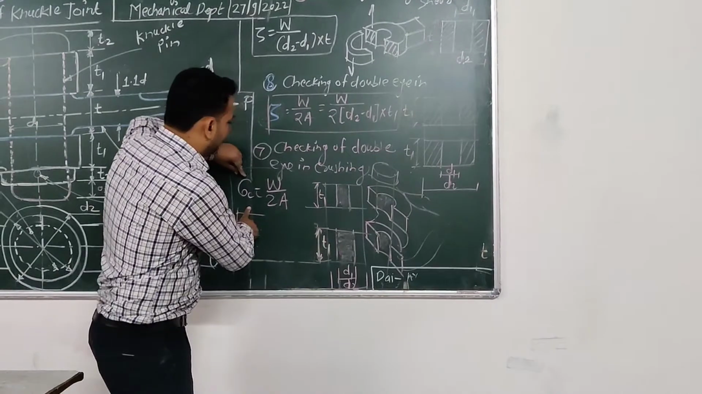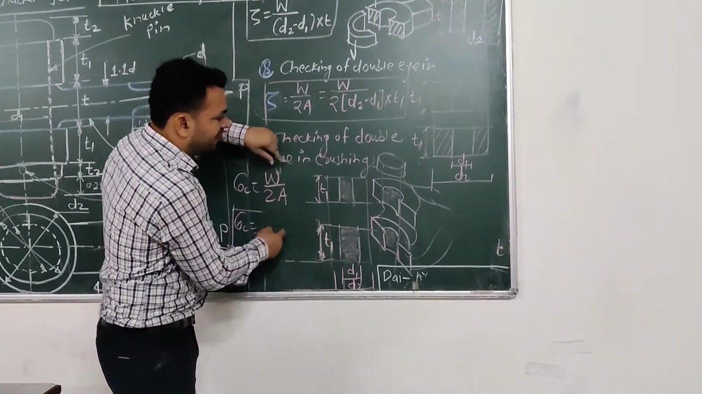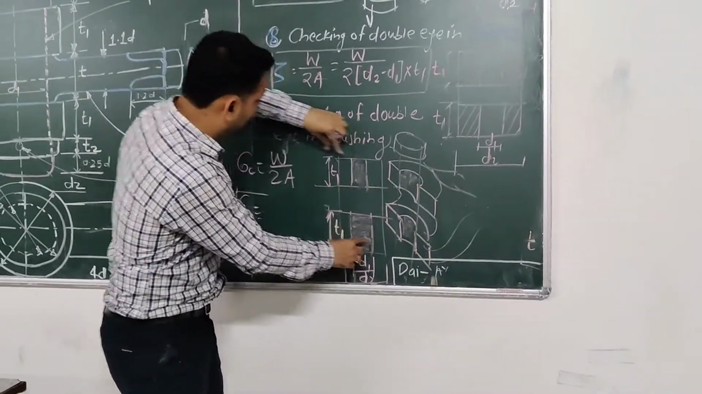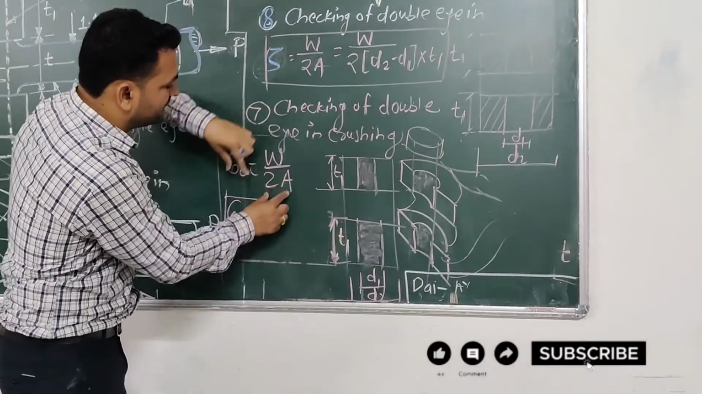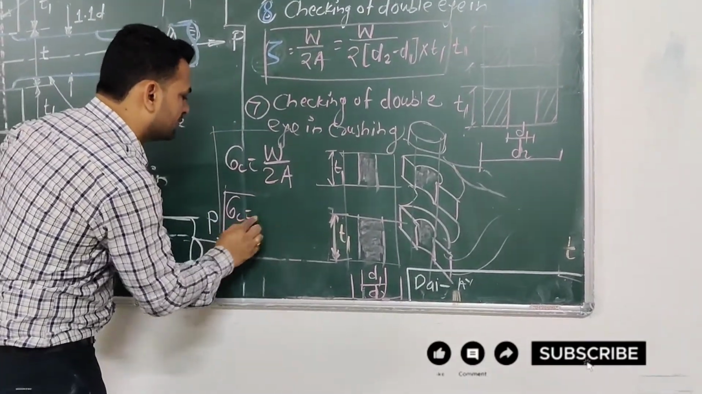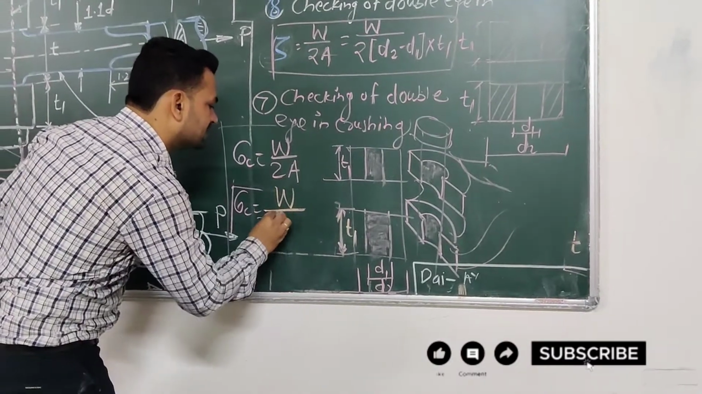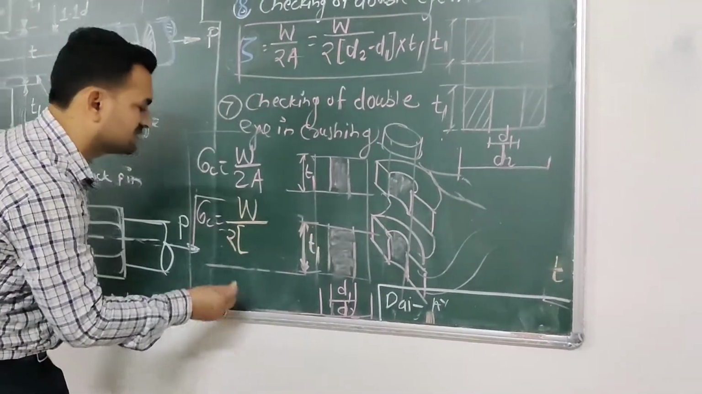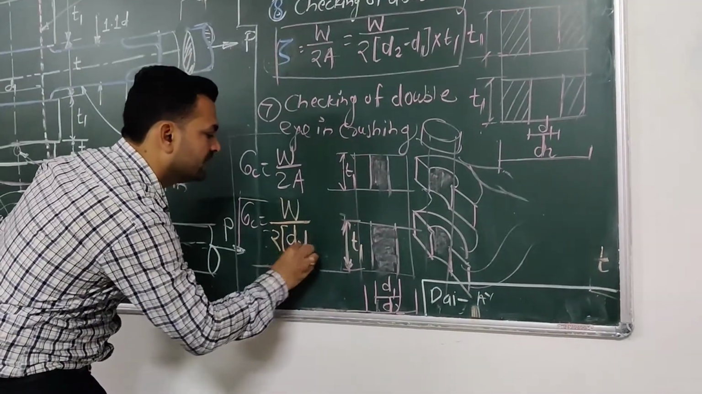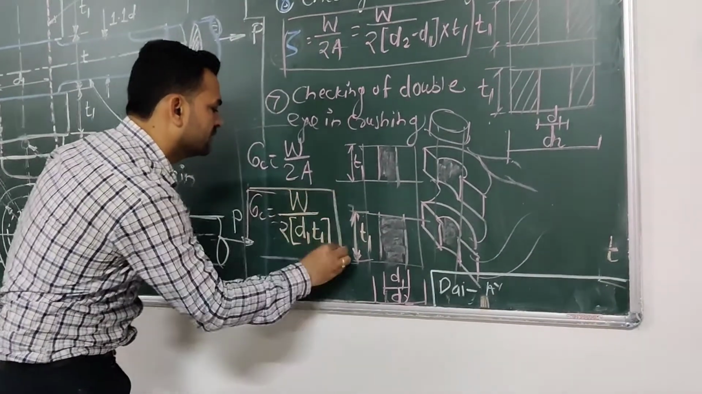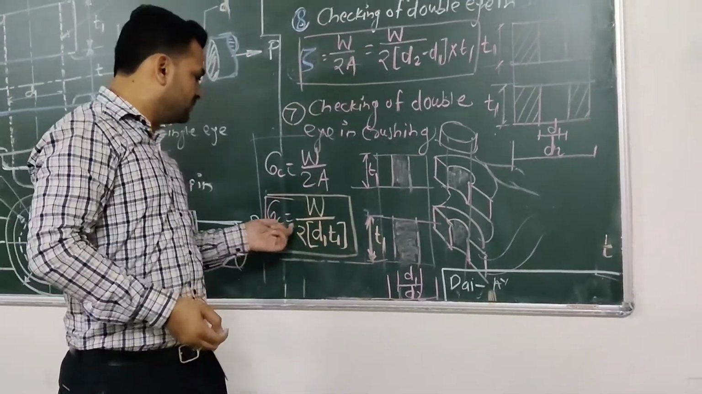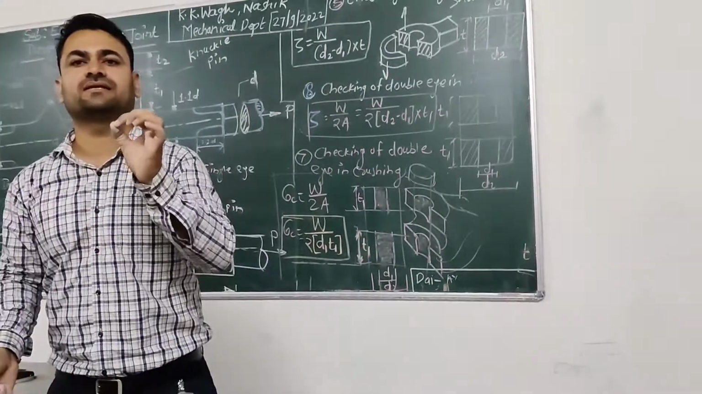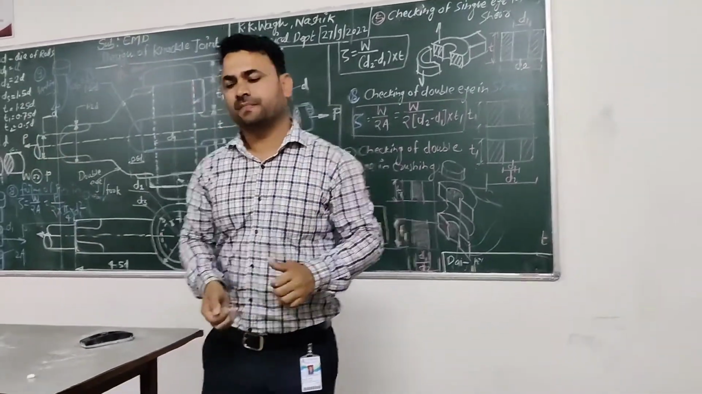So sigma c is equal to W divided by twice the area, as this is the first area, this is the second area. First, second, so it will be twice the area. So crushing stress is W divided by twice the area. See here, this is D1 multiplied by T1, and this is happening 2 times. So twice D1 into T1. In this way, we get this value. With the help of all these values, we have the value of crushing stress, and we can check that crushing stress with the given value. Okay.